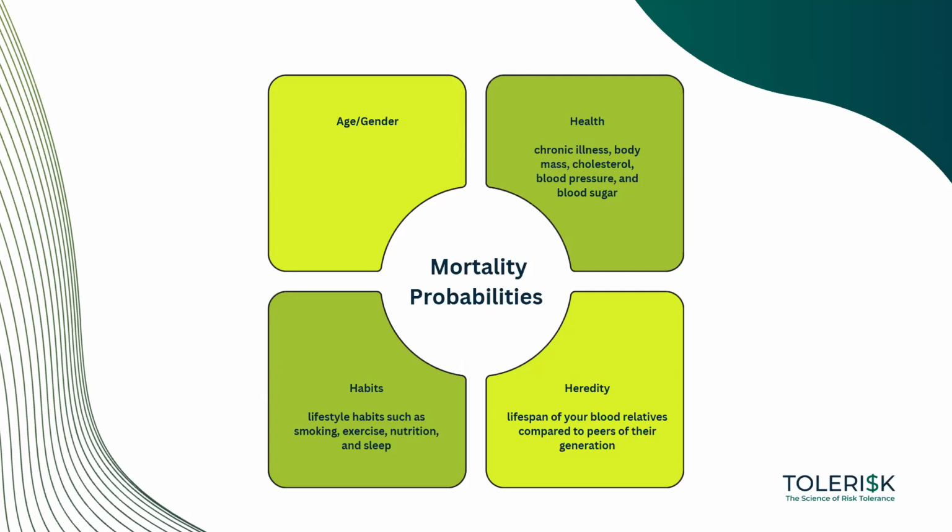Are you a smoker? Do you get regular exercise? Do you have good nutrition? Things like that. And then family history, heredity. So this is really about your blood relatives. Some of us are just luckier than others, and that is a factor.